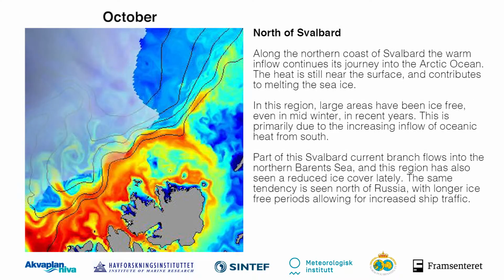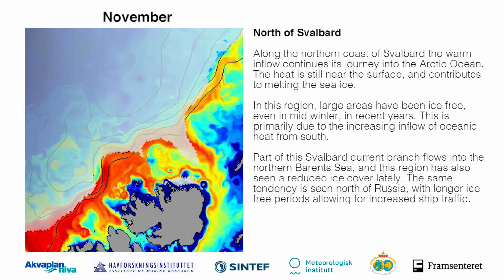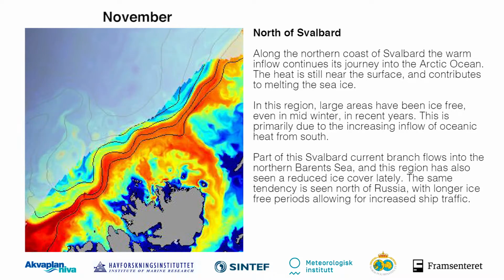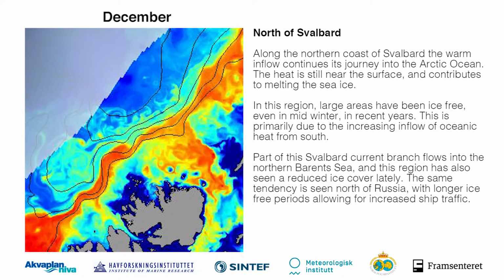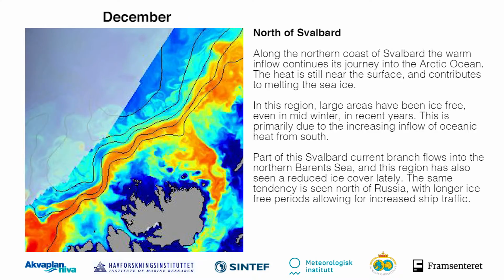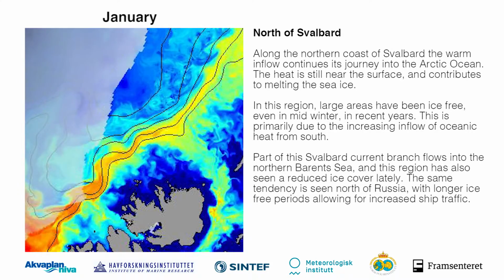Along the northern coast of Svalbard, the warm inflow continues its journey into the Arctic Ocean. The heat is still near the surface and contributes to melting of the sea ice. In this region, large areas have been ice-free even in midwinter in recent years. This is primarily due to the increasing inflow of oceanic heat from the south.